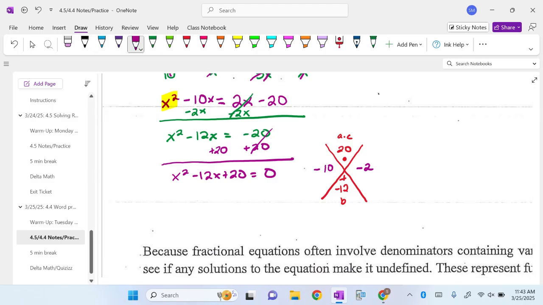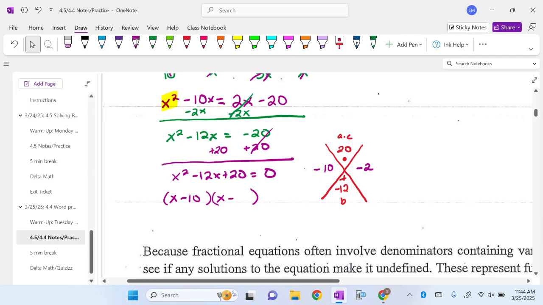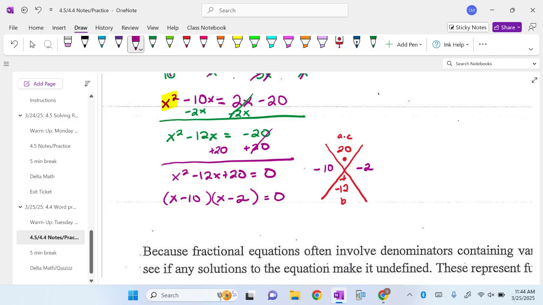And since we have an a value of 1, we can just use the shortcut method. So we always start with x, and then we add or subtract our factors based off of their signs. So x minus 10, x minus 2 equals 0. Just like that, it's factored. What's my last step for solving? So we got it factored, but it's not solved yet. Landon.